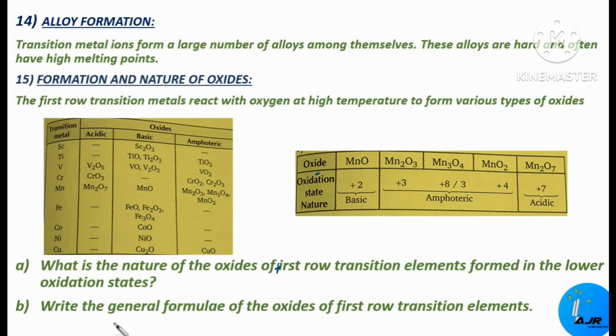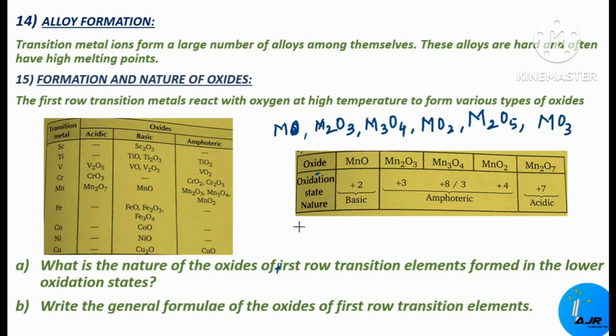Can you understand? Write the general formula of oxides of first row transition elements. Here, the general formulas we have are MO, M2O3, M3O4. Okay, these are the general formulas. MO2, then M2O5, and then MO3. So these are the general formulas of the oxides of the first row transition elements.